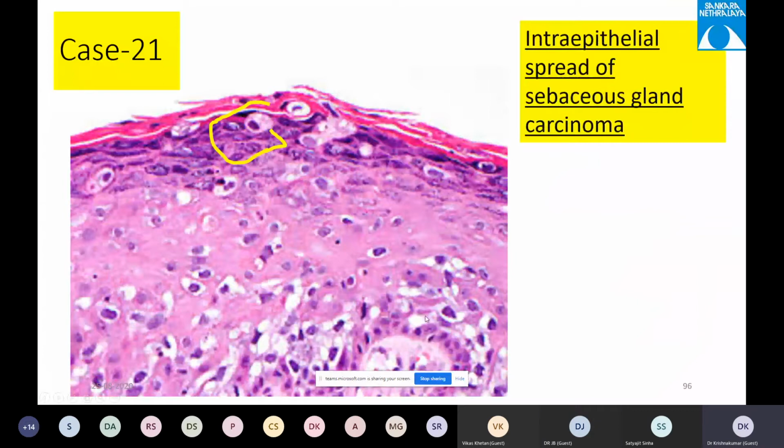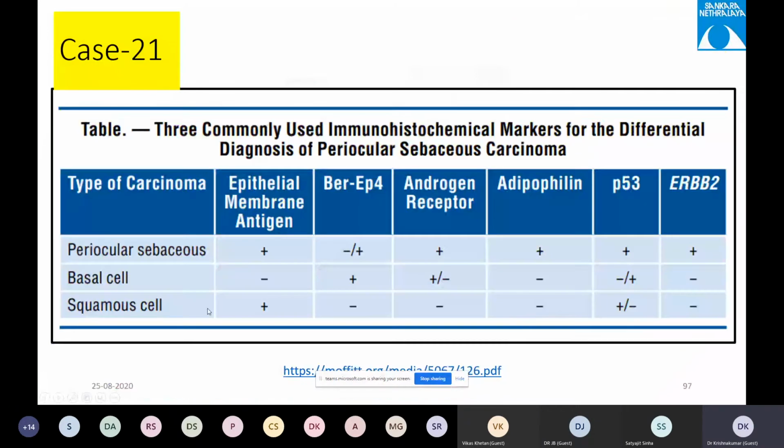And this is a panel of markers which will be helpful for the pathologist. Usually, sebaceous gland carcinomas are EMA positive, adipophilin positive, P53 positive. Basal cell carcinoma is BER-EP4 positive. So whenever there is a doubt whether we are looking at basal cell carcinoma or sebaceous carcinoma, we can do BER-EP4. Poorly differentiated sebaceous gland carcinomas can be mistaken for squamous cell carcinomas. So you can do a combination of markers. BER-EP4 is usually negative in squamous cell carcinomas, and adipophilin is also negative.